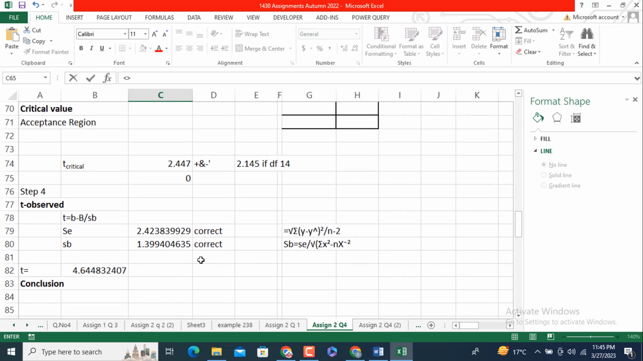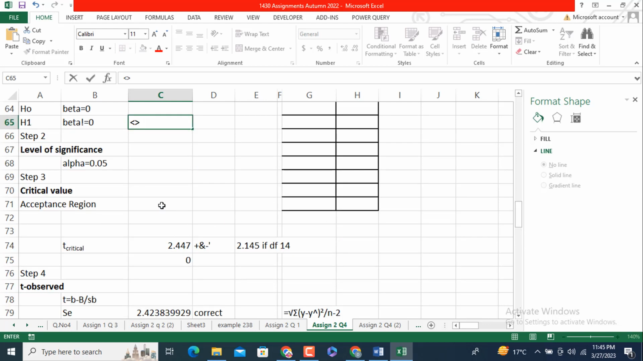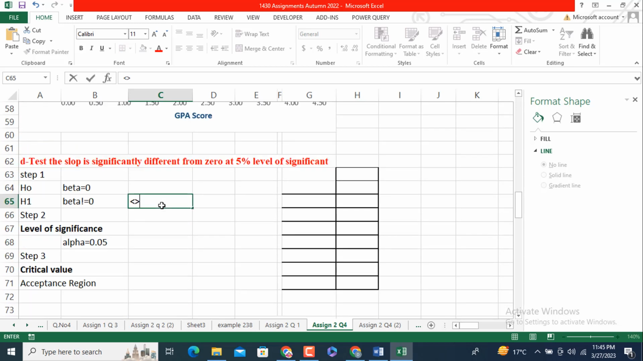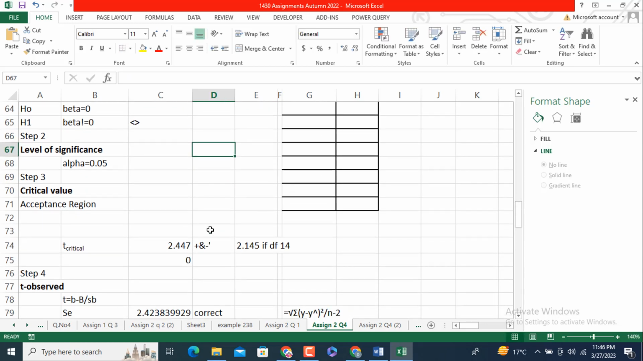So look at this, this value is positive and lies outside the right tail of this distribution. It means that we are not able to accept the H naught null hypothesis, and it means that yes, the slope is significantly different from 0 at 5% level of significance. I hope you will enjoy this solution.